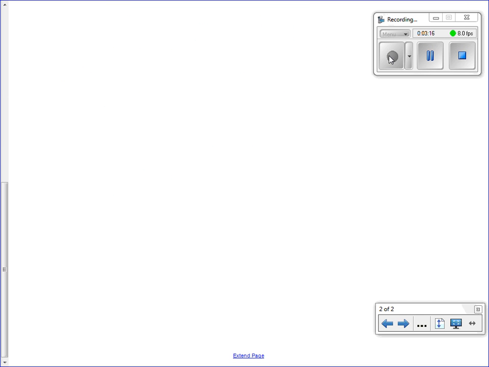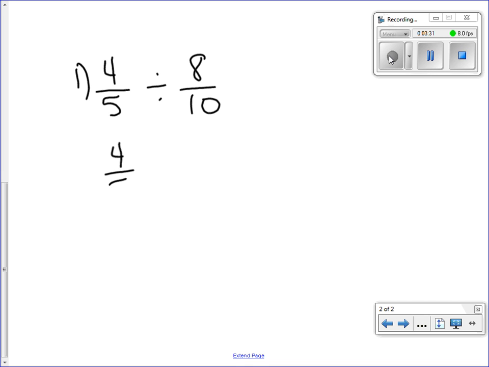For dividing fractions, number 1, we have 4/5 divided by 8/10. Remember, when we divide fractions, we have to turn it into a multiplication sentence. So we do the keep, switch the sign, and flip or reciprocate the second one. So keep, switch, flip. Now I can say, well, 4 and 2 can both be divided by 2.